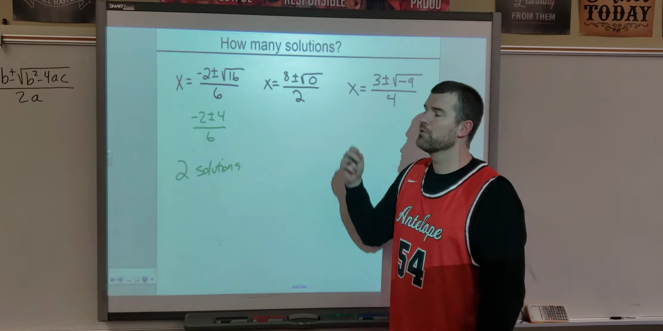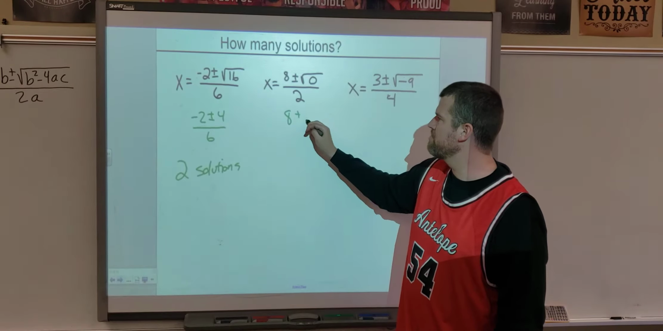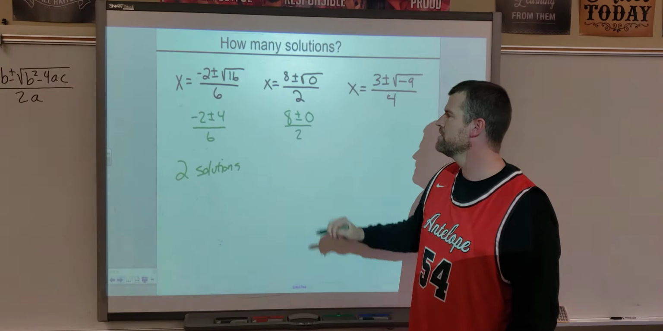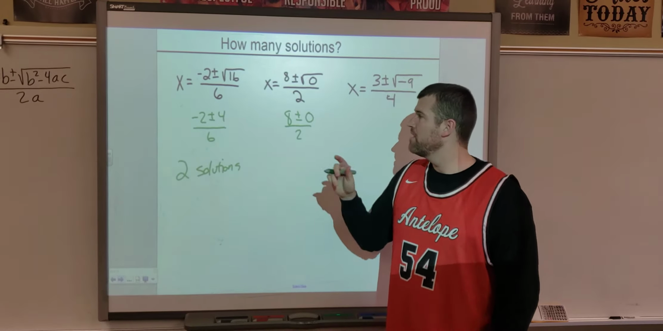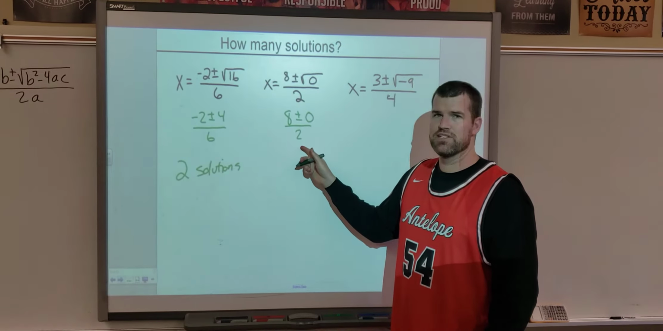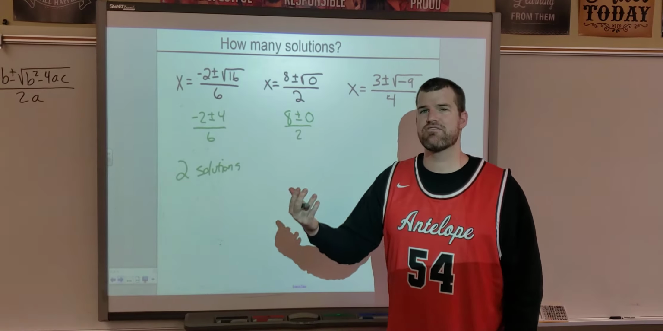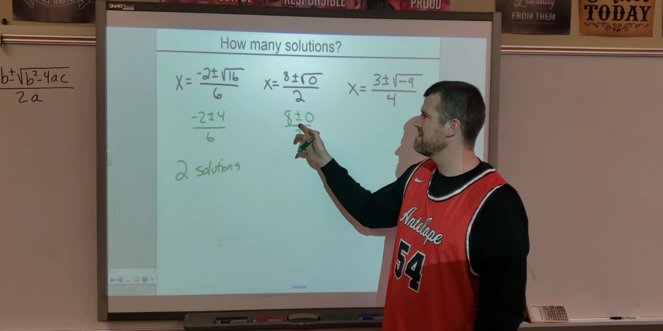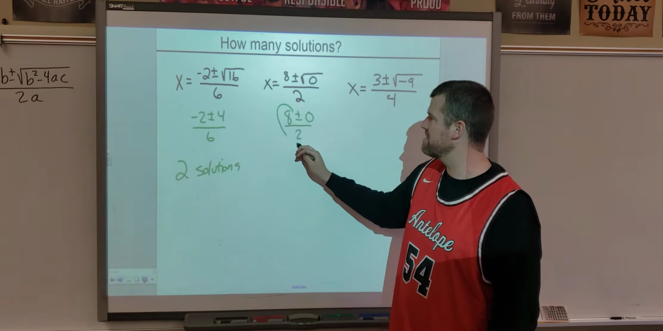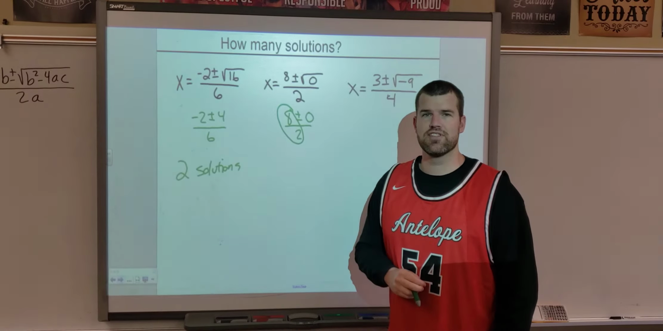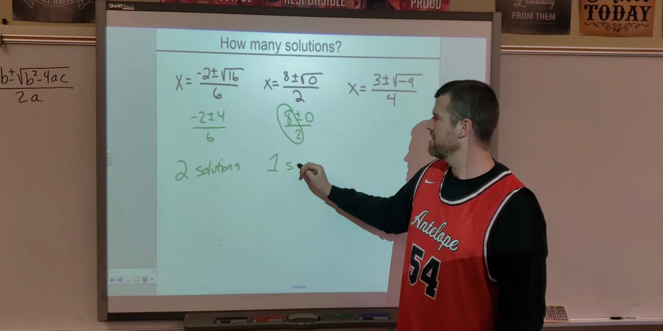But what if the square root is a 0? Well, that would give us 8 plus or minus 0 over 2. 8 plus 0 divided by 2 is 4. But what's 8 minus 0 divided by 2? It's also 4. So you actually end up getting the same answer twice, because even though it says plus minus, we're adding and we're subtracting nothing. So the problem is really just 8 over 2 for the solution. So your answer would be 4, right? So that is 1 solution.